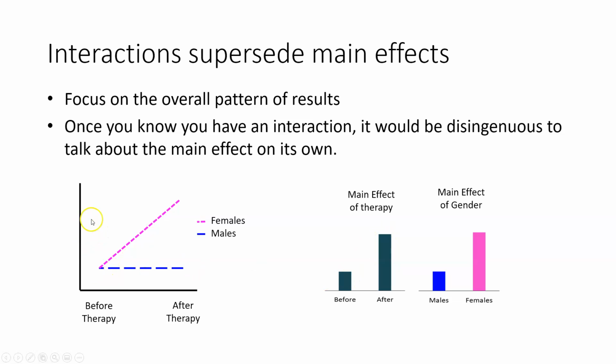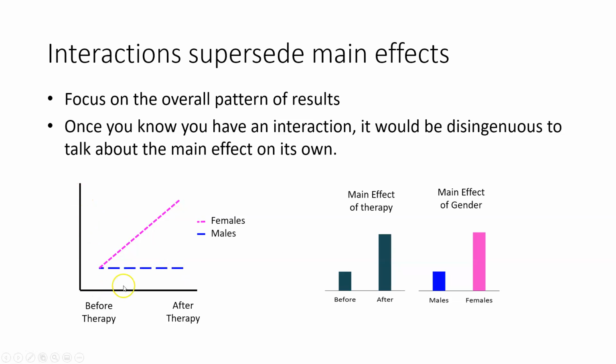So what we're finding here in this graph is that when females were measured before therapy and when males were measured before therapy, everybody was kind of bad. But after therapy, males stayed bad and females got better. So whatever treatment we're trying to give right now is working for females but not for males. That's the story. The overall pattern of results has to be interpreted, because once you have an interaction, it would be disingenuous to talk about the main effect on its own.